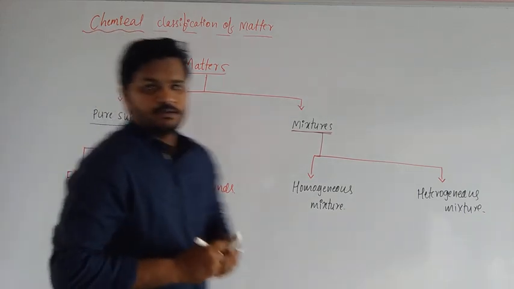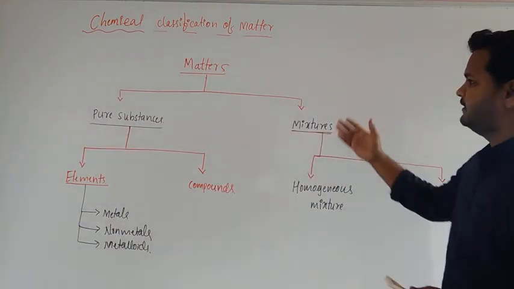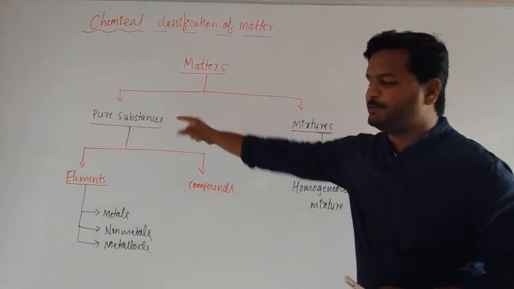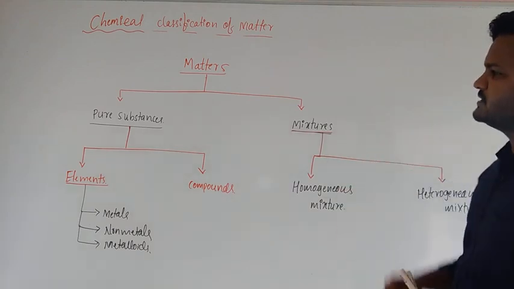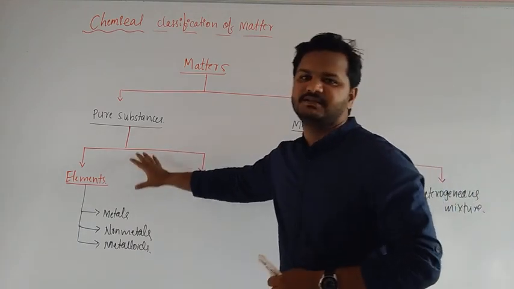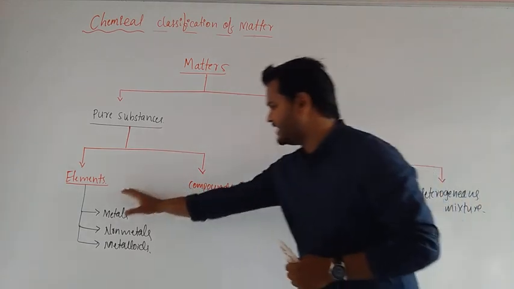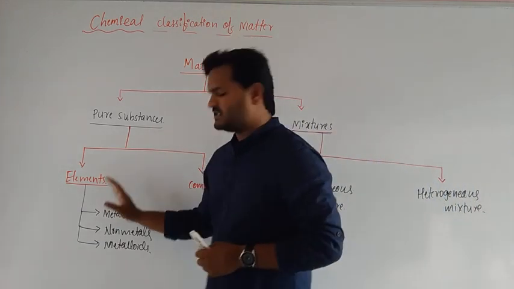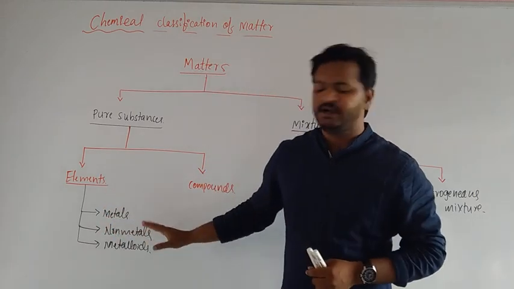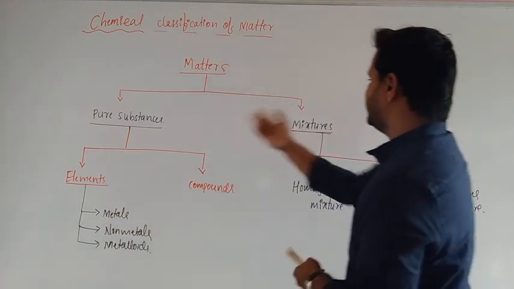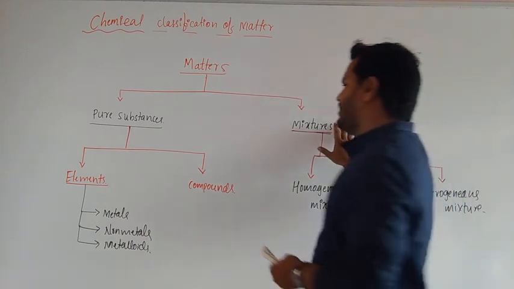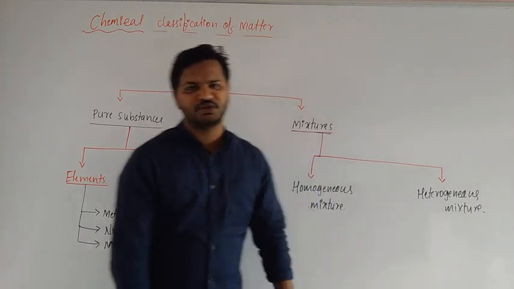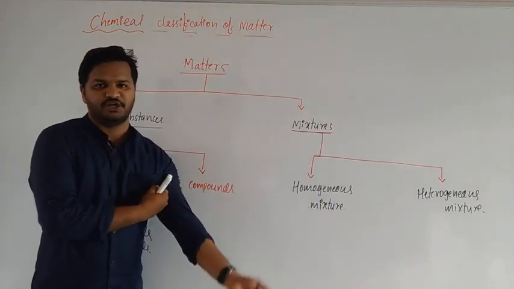Okay, so this is about chemical classification of a matter. Matters are divided into two types. One is pure substances and the other one is mixtures. Pure substances are again divided into two types. One is elements and the other one is compounds. And students, elements are again classified into three types: metals, non-metals, and the metalloids. And here mixtures are divided into two types. One is homogeneous mixture and the other one is a heterogeneous mixture. So this is about the chemical classification of matter.